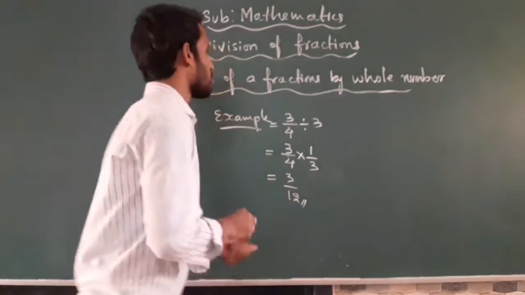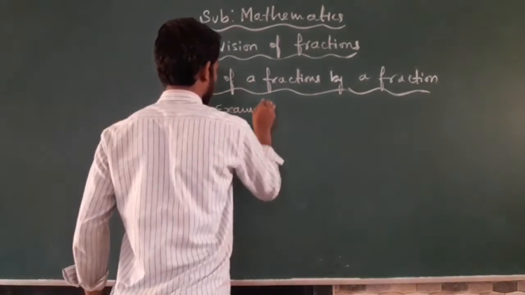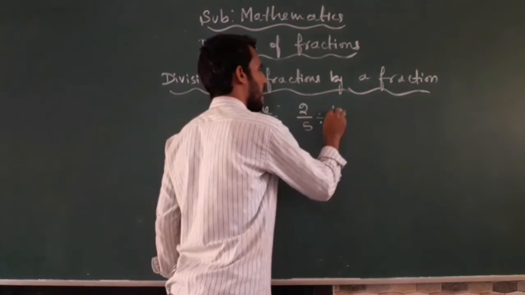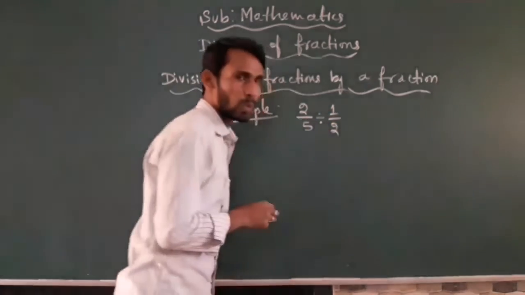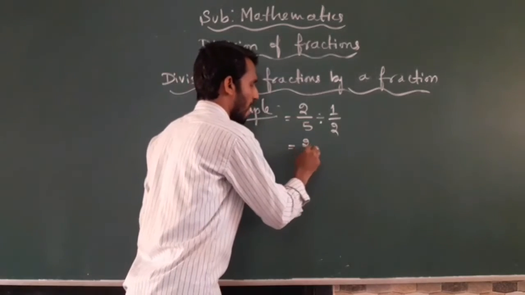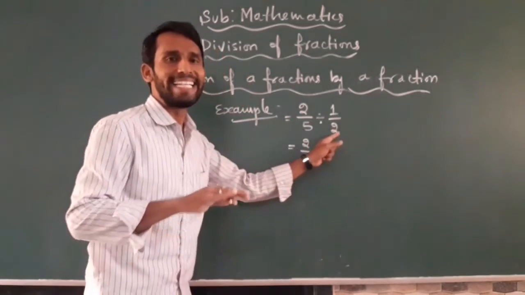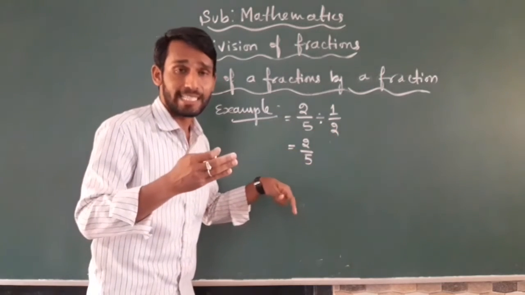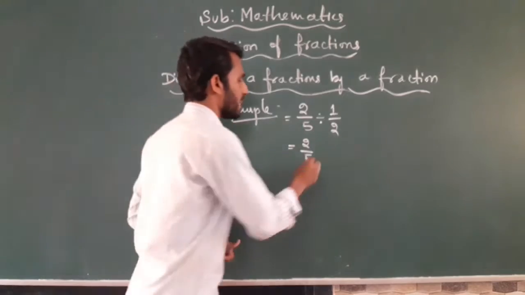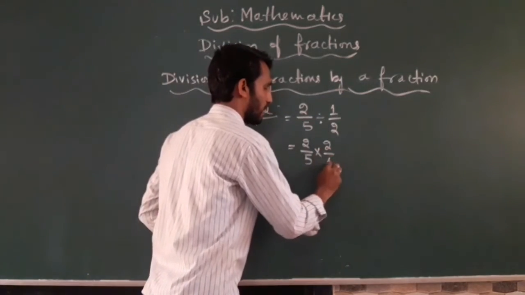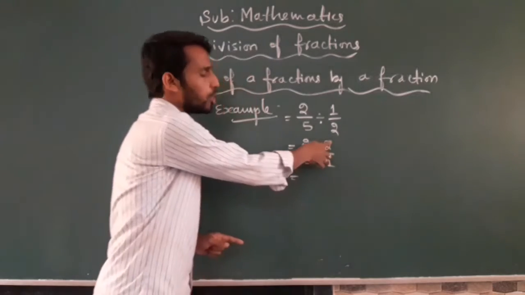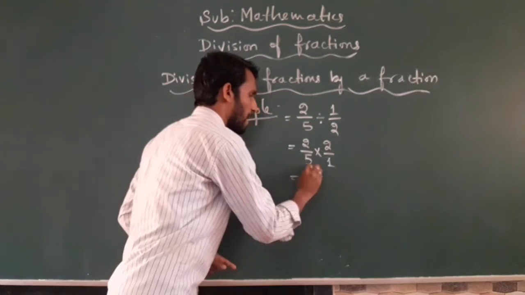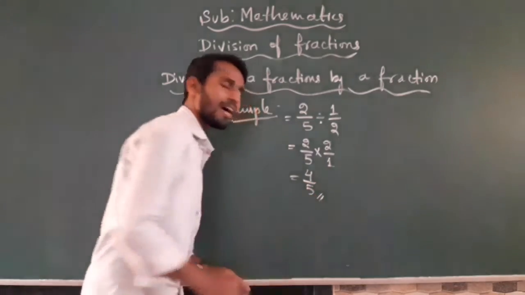Dear student, if we have to divide a fraction by a fraction, how can we divide? Let us see another example here: 2 by 5 divided by 1 by 2. We interchange the numerator and denominator of the second fraction, and we get 2 by 1. When we multiply numerator to numerator and denominator to denominator, we get 2 twos are 4 by 5 into 1 is 5. This is the solution.